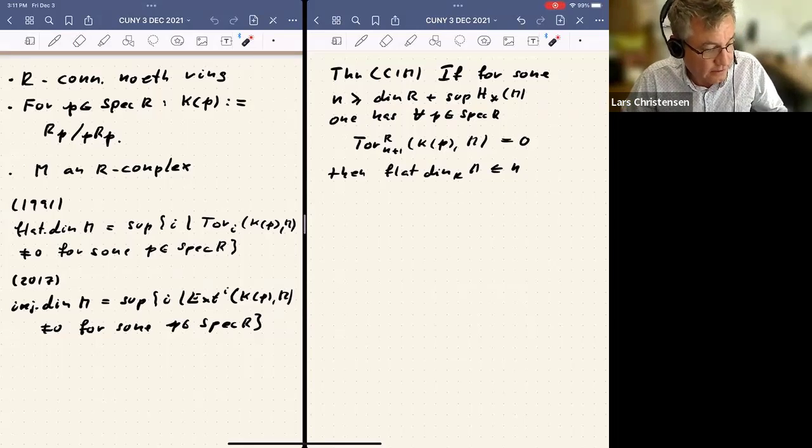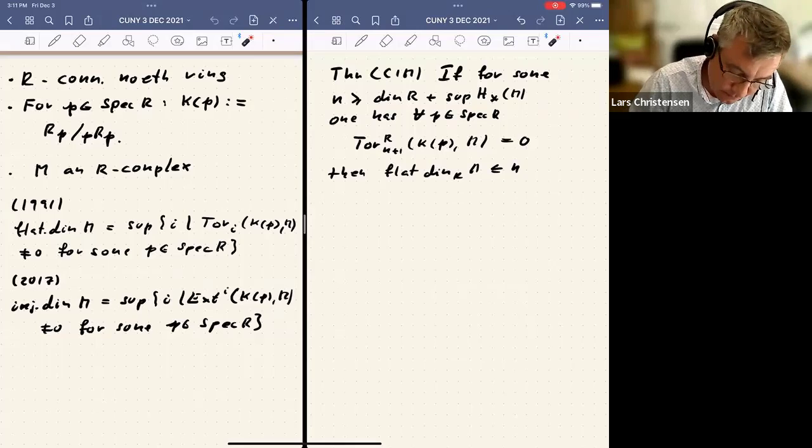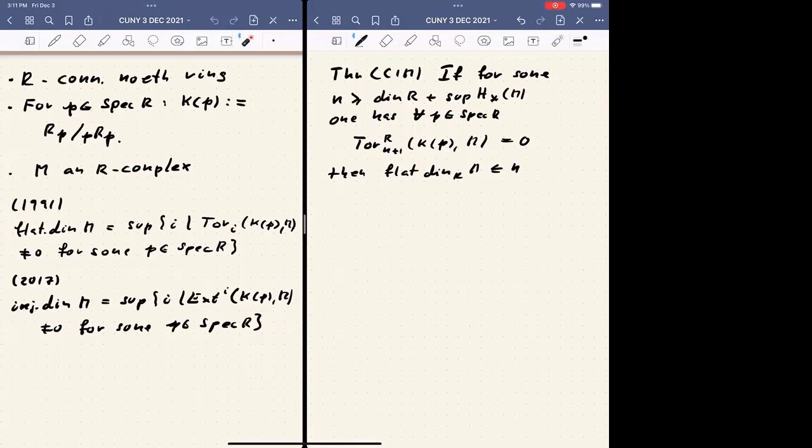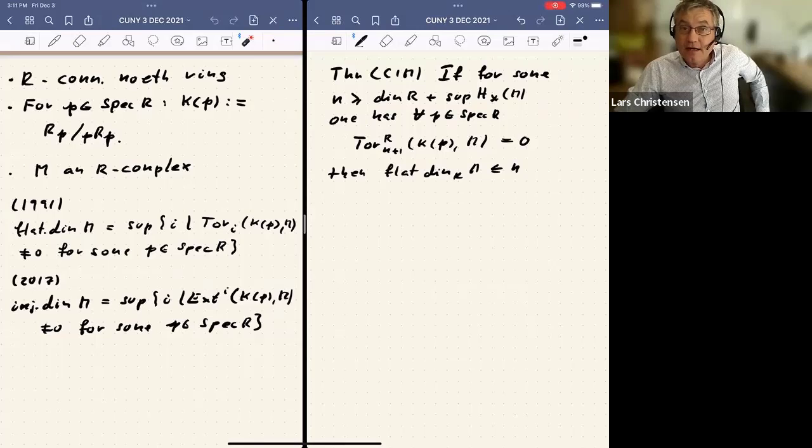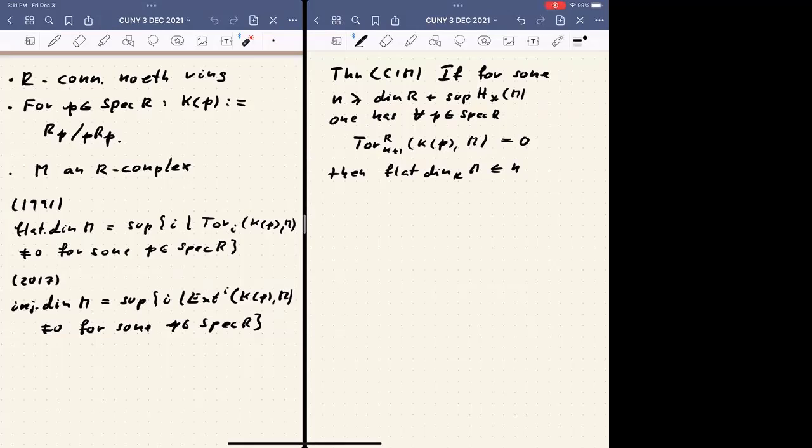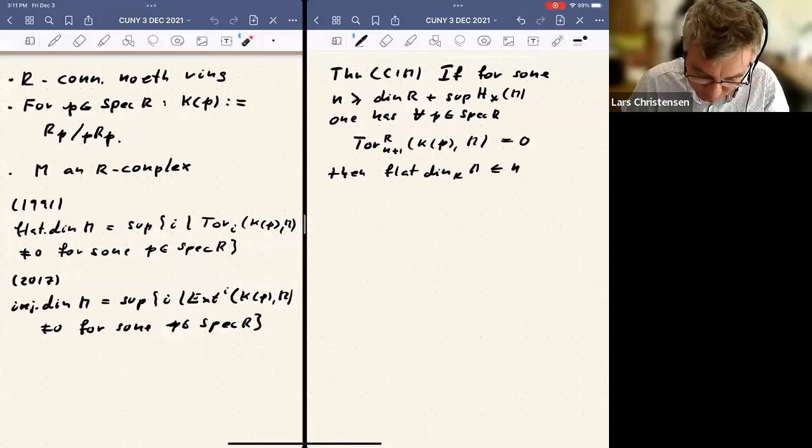And now, how does that come about? Well, sorry, Lars, but is the flat dimension of a module not always bounded by the dimension of the ring? No. Well, if it is finite, yes. Oh, okay. Okay, gotcha. Yeah. If it is finite, then yes.